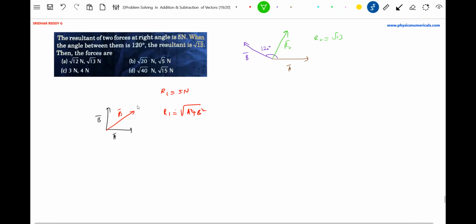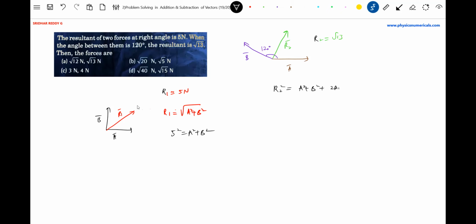I think everyone is able to understand the conditions given clearly. The question is asking to get the forces. So R1 equal to this much. So this will be 5 square equal to A square plus B square. What shall I write as the equation here? R2 square is equal to A square plus B square plus 2AB cos 120 degrees. What is R2? Root 13. So it will become 13 only.